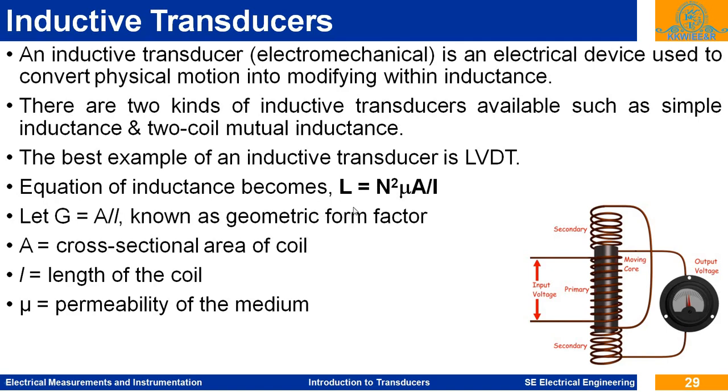And the equation of inductance is L equal to N square mu A by L, as you studied in the first year. Here this A by L is G, the geometric form factor. The cross sectional area of this coil and the length of this coil are fixed. And mu is the permeability of the medium.